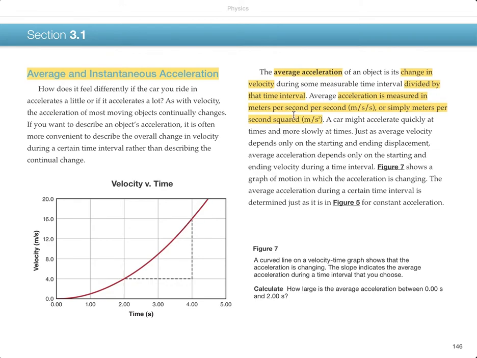The other thing that's interesting to talk about in acceleration is the units. They're a little strange. Acceleration is change in velocity over time. So velocity is meters per second divided by another second. When you put that together mathematically, you get meters per second squared. But that's an odd unit. Think of acceleration as how much your speed changes every second.